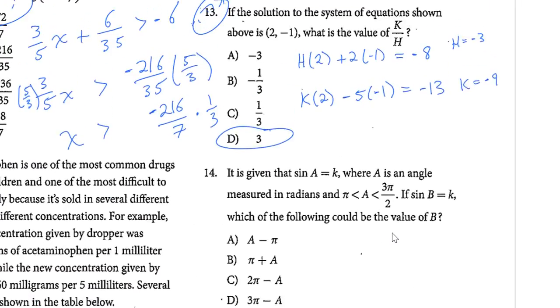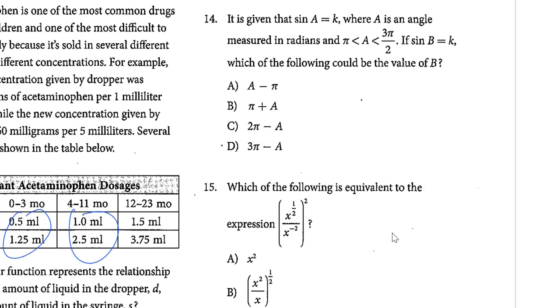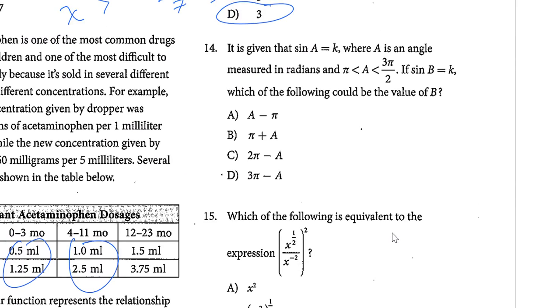Alright, moving on. We did 13, on to 14 and 15. Okay, so for 14 here, we have given that sine of A is equal to k, where A is an angle measured in radians, so between pi and 3 pi over 2. If we know our graphing here, so this is 0, 2 pi, this is pi over 2, pi, and 3 pi over 2. So it's between these two, so it's somewhere over here. If sine of b is equal to k, which of the following could be the value of b?